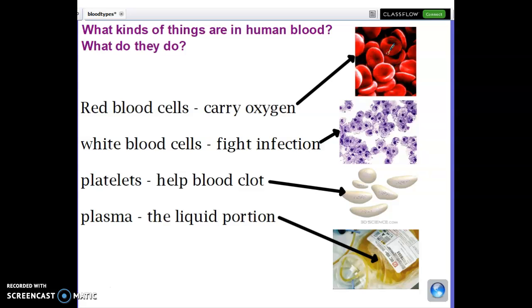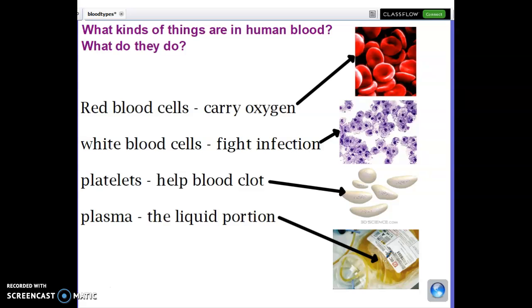So the video mentioned red blood cells. These are the ones that carry oxygen. White blood cells, these are the ones that fight infection. We have platelets, which help your blood clot. So this is what makes scabs and stuff. And then the liquid part of your blood is called plasma.